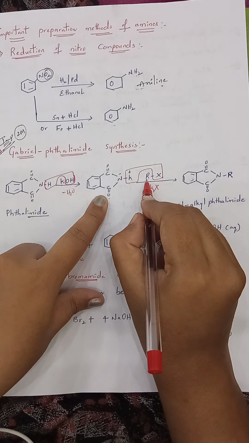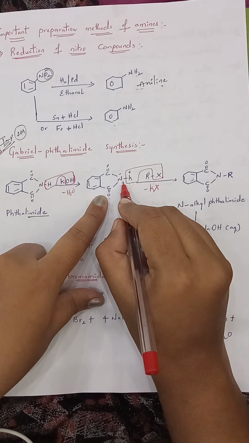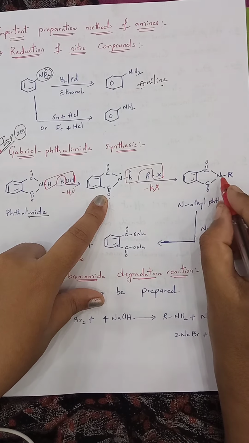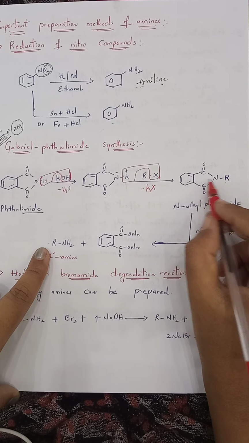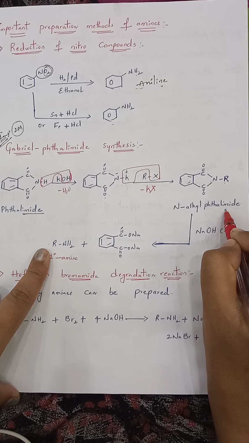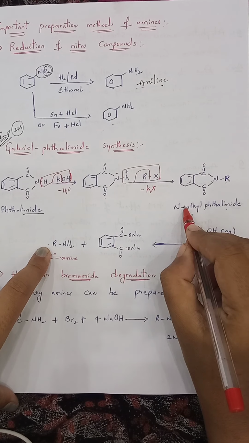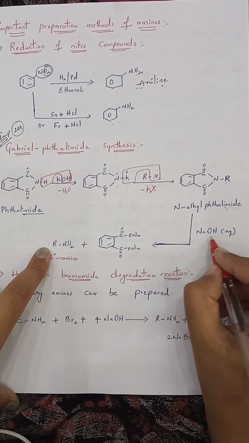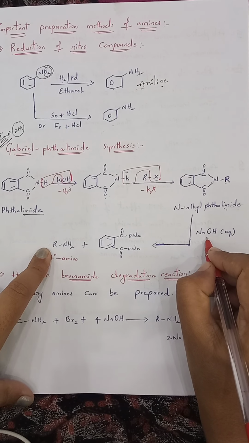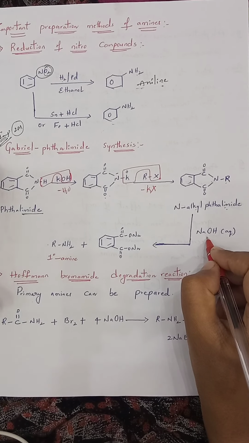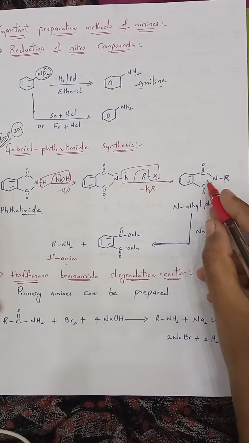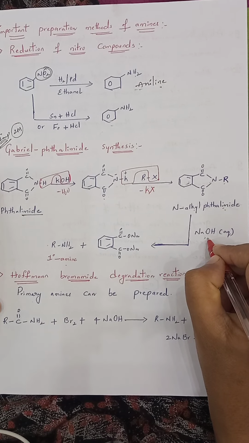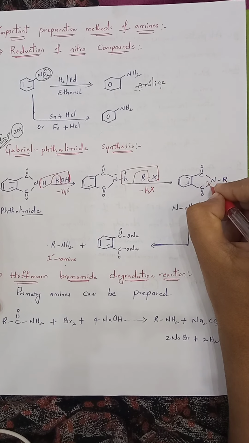Again, what is left here? The R group. This R is added to nitrogen and we get N-alkyl, an alkyl group attached to the nitrogen. So we call it N-alkyl phthalimide. Now this N-alkyl phthalimide, on reaction with sodium hydroxide in aqueous solution, finally converts into a primary amine. Whenever it is treated with aqueous NaOH, the bond breaks exactly here.